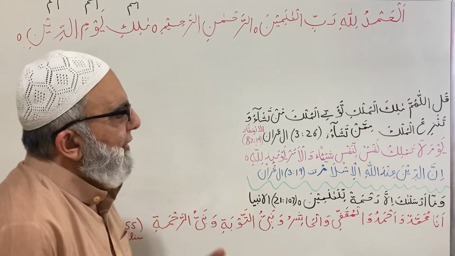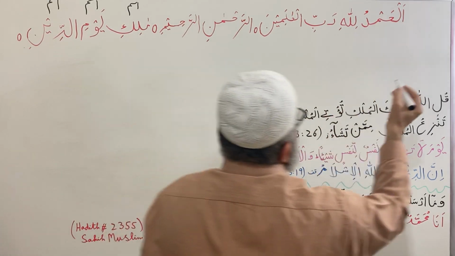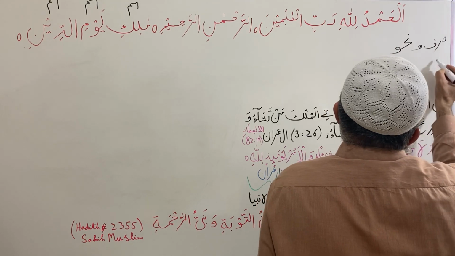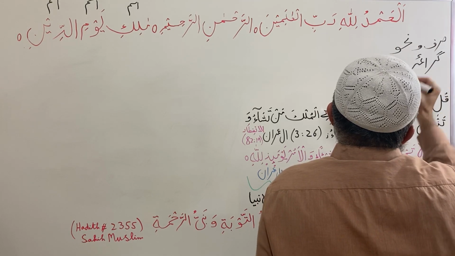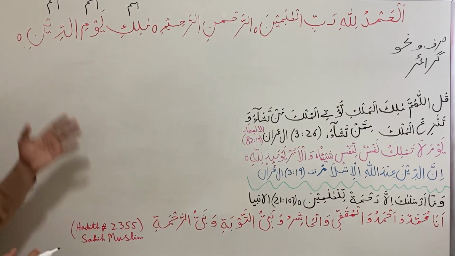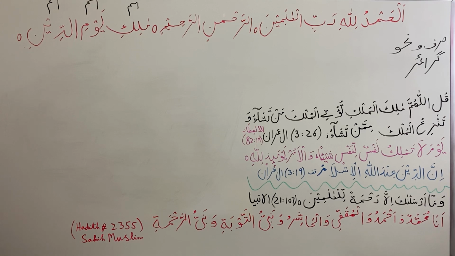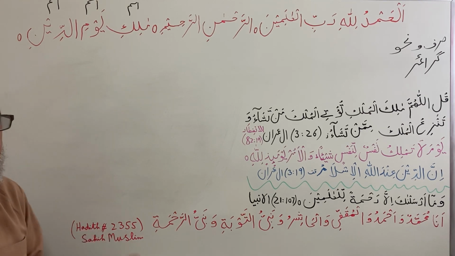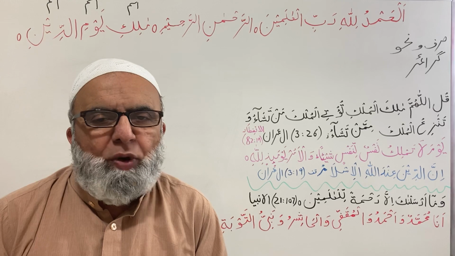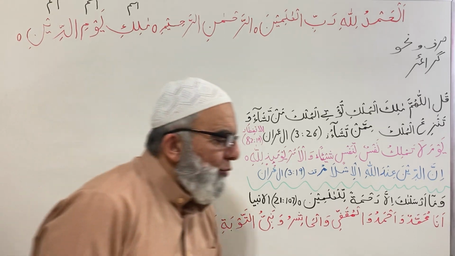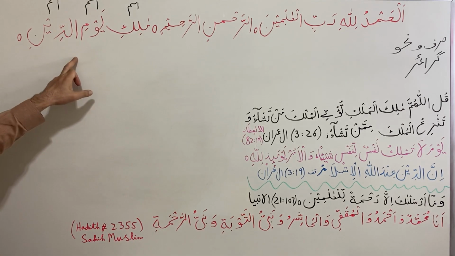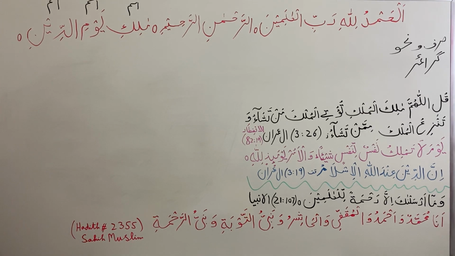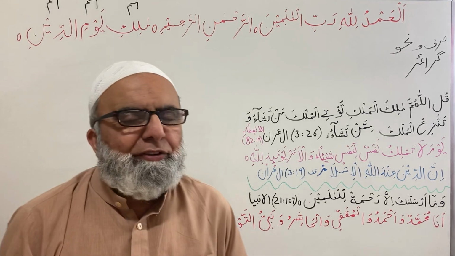The next part is sarf and nahw. Sarf and nahw means grammar. How is the grammar implemented in this way? The first thing we already talked about, Maliki Yawmiddin: what type of words are there? One type is called noun. All are nouns here. Maliki is ism, Yawm is ism, ad-din is ism. No fail, no harf in this construction.